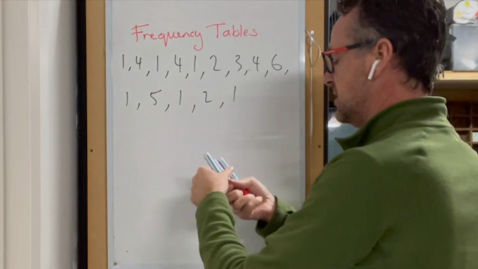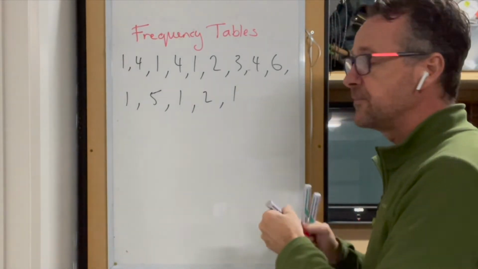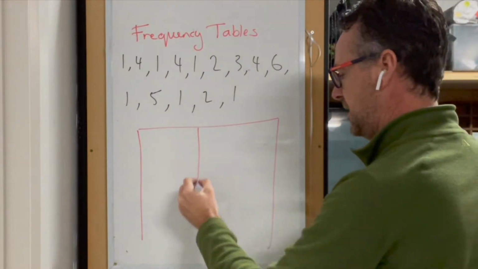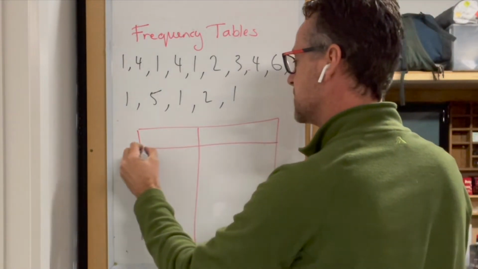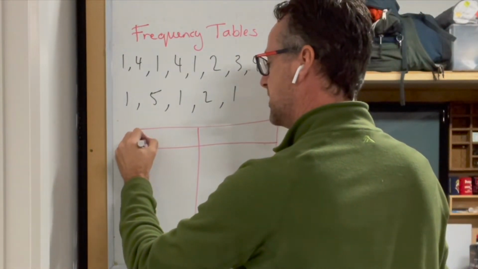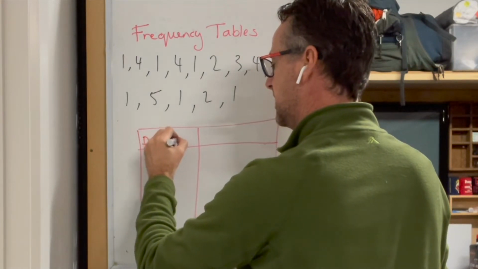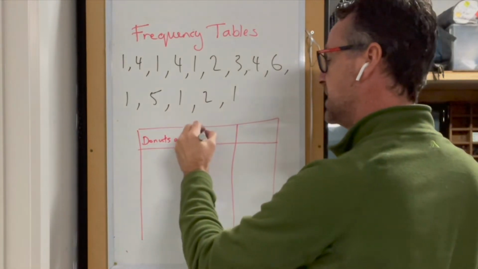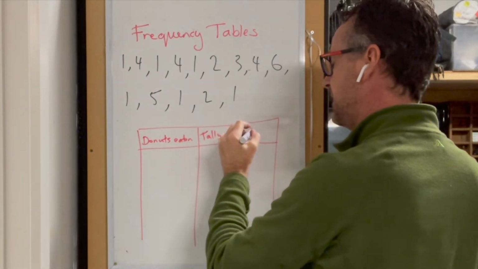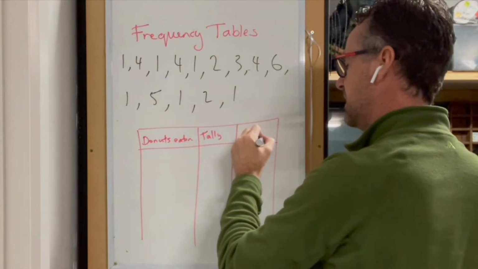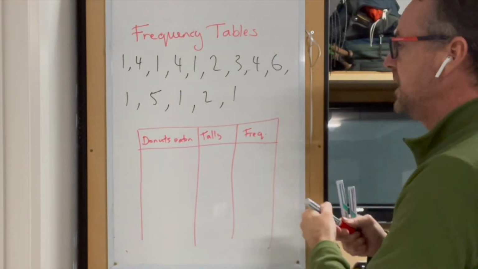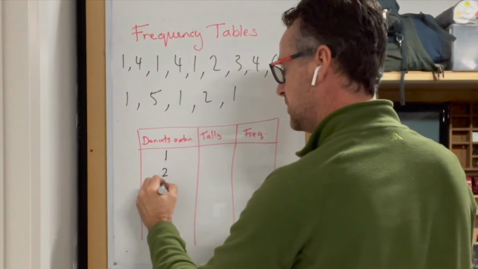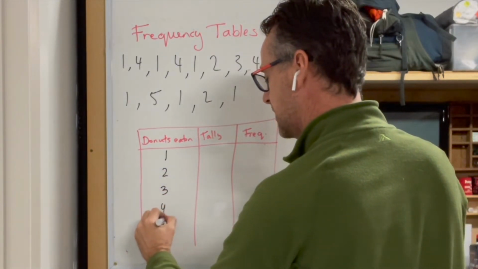So we're going to need 3 columns here. And our first column is going to be donuts eaten. Our second column is going to be our tally column. And then our third column is going to be our frequency. So now we can list down here that we're going to have 1, 2, 3, 4, 5 or 6.